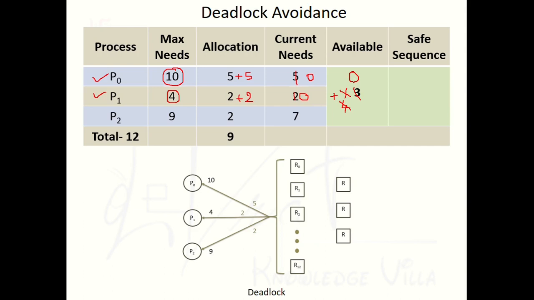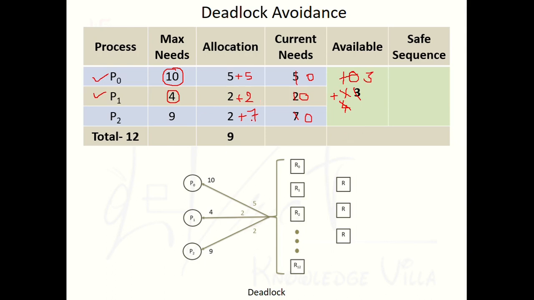So now we have a total of 10 free resources and one process, P2, remains to execute. The total requirement of P2 is 9. We have already allocated 2 resources and the current need is 7. So out of these 10, we can allocate 7 more resources to process P2. So there is no further requirement of process P2, and out of 10 we have allocated 7. So 3 more resources remain.